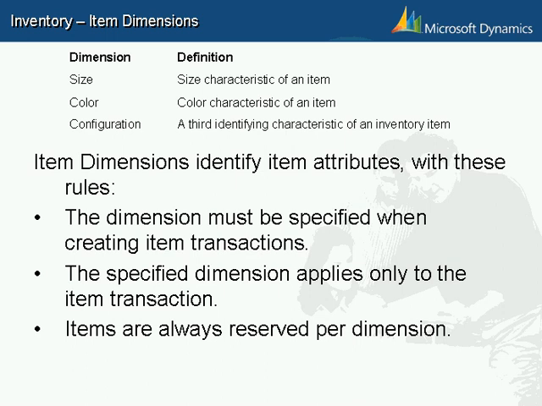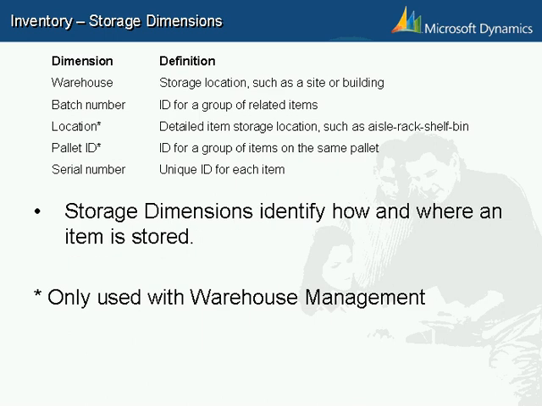Item dimensions identify item attributes with these rules. The dimension must be specified when creating item transactions. The specified dimension applies only to the item transaction. Items are always reserved per dimension. In the dimension group, we have storage dimensions. So they are warehouse, batch number, location, pallet ID, and serial number.